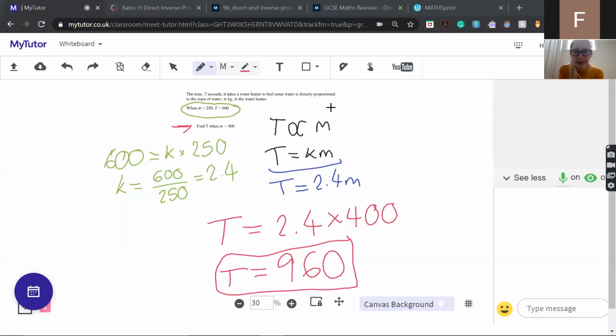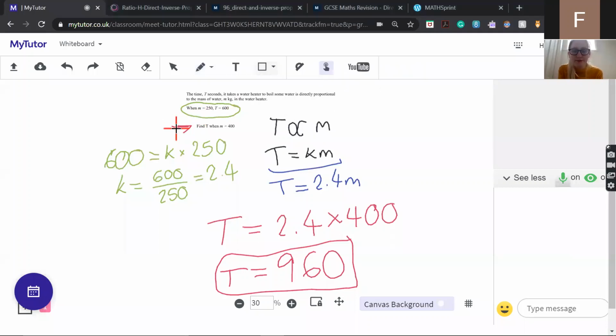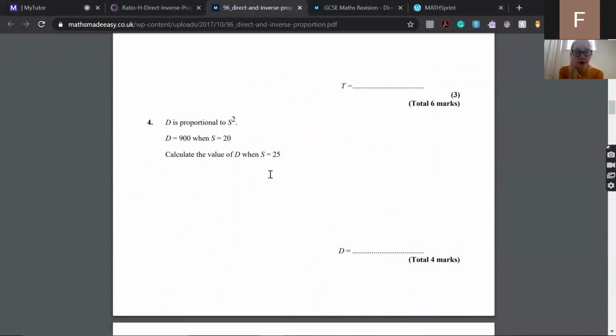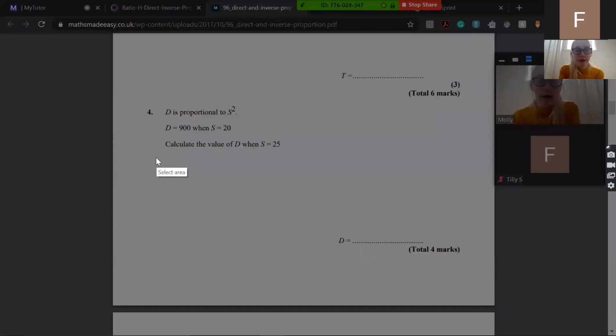Someone said, what does that say next to T? I assume you mean here. That was just me trying to draw an arrow to show you that this bit in pink is this bit in pink, what I'm doing here. Cool. We'll have a look at another similar question now. Let's have a look at this one. This is a good one.